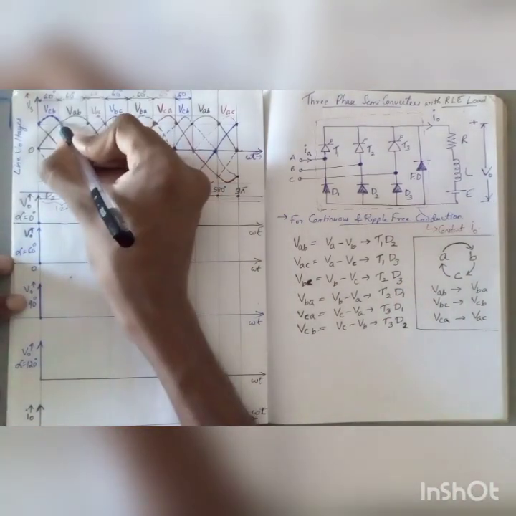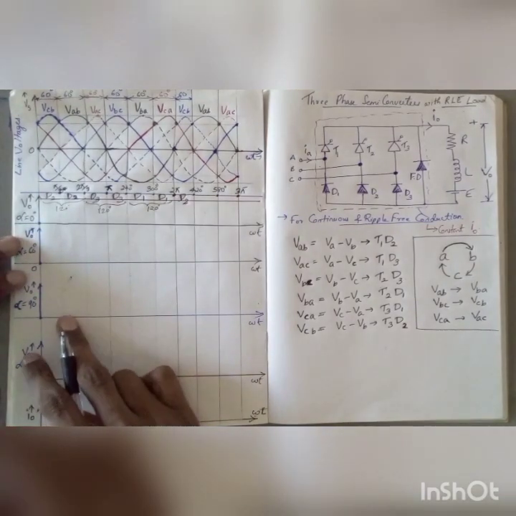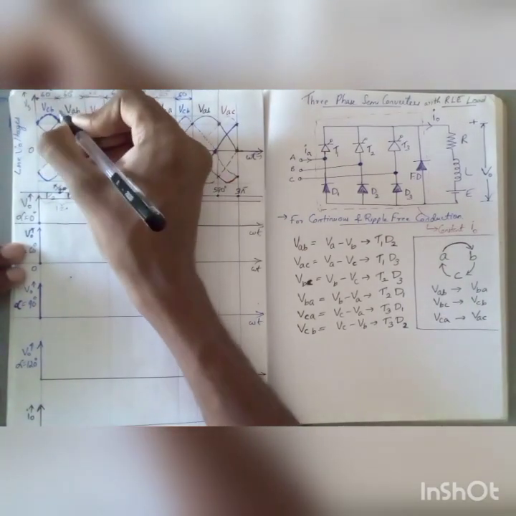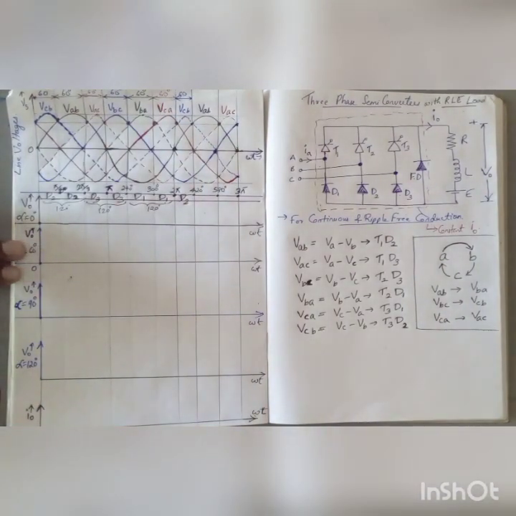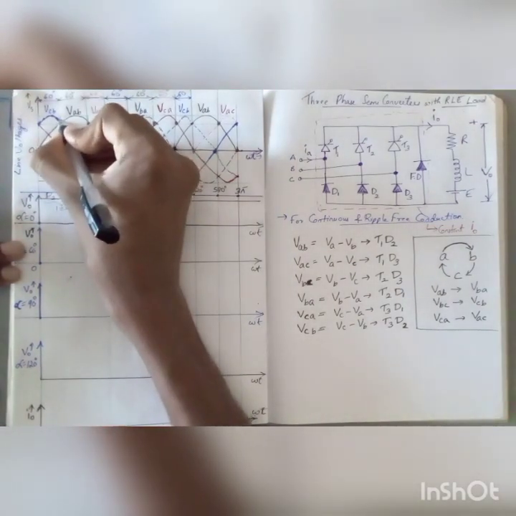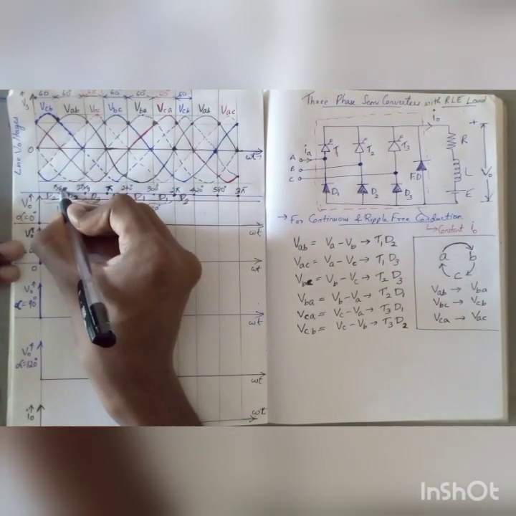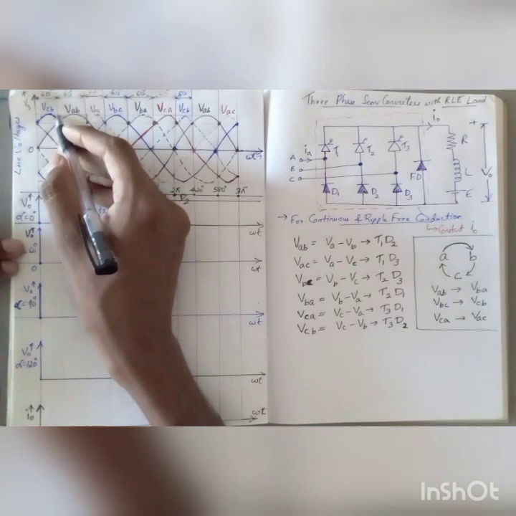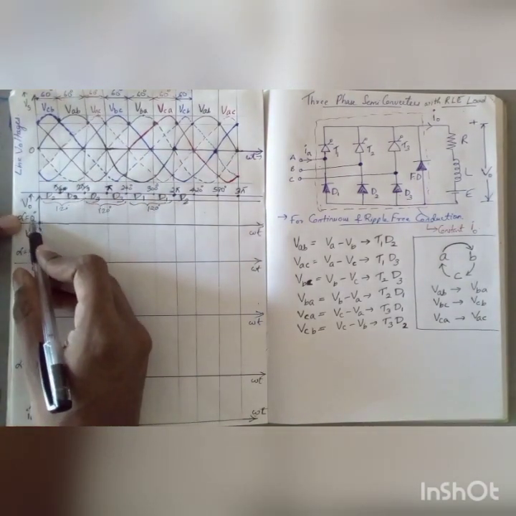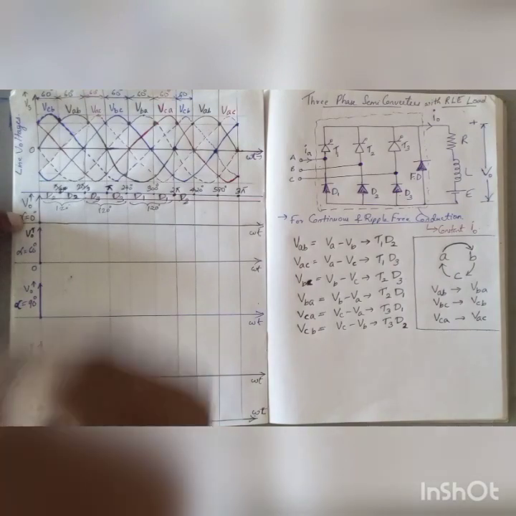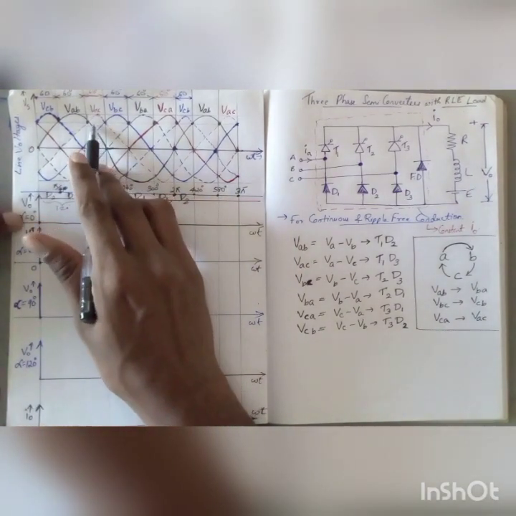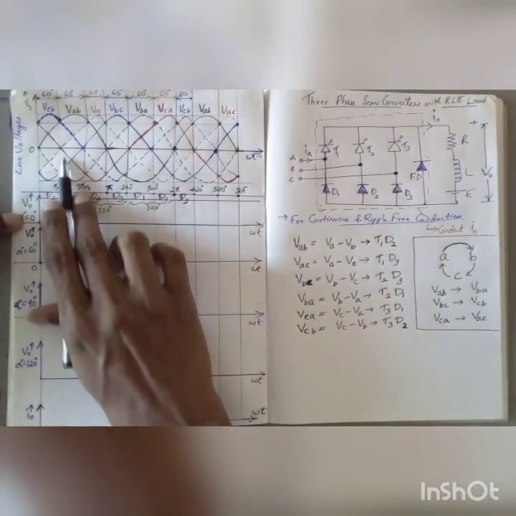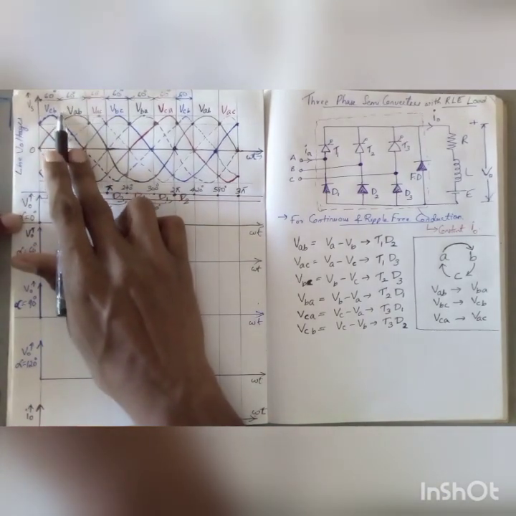Then let us have a look. For alpha equal to 0, as I said, VAB is my reference voltage. I have taken the point at which VAB has become greater when compared to other voltages. So this is the point, omega t equal to 60 degrees. From omega t equal to 60 degrees onwards, my VAB is greater compared to other voltages. For the first case, I have assumed alpha equal to 0. That means at the point at which VAB is greater than other voltages, I trigger my T1. T1 is triggered at omega t equal to 60 degrees, that is alpha equal to 0.